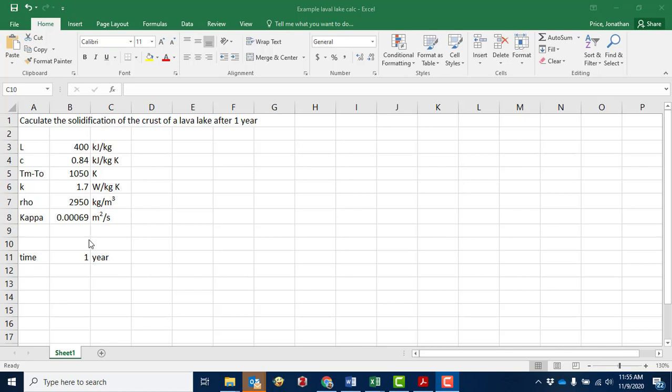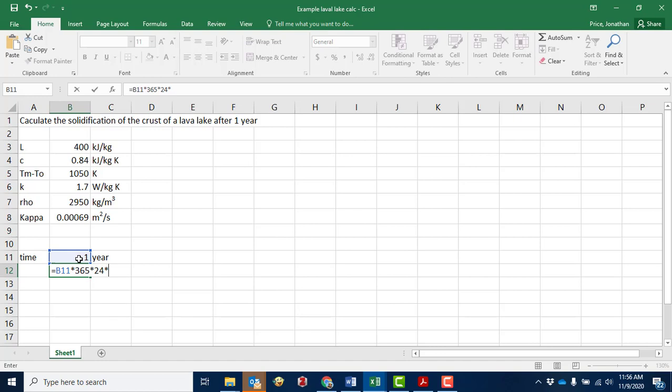With that, I've got everything I need to move forward, except getting time in the right units. So our kappa isn't a per second value. We're going to need time in seconds as well. So I'm going to convert 1 year to seconds. We're going to just use 365 for days. So I am going to put in an equal sign, and then our 1, or whatever is in that box, is going to be times 365 for a day. We'll use 24 hours in a day. So 365 days in a year, 24 hours in a day.